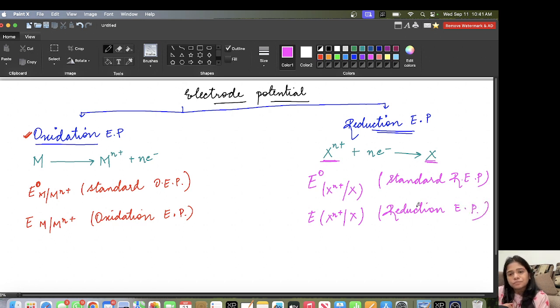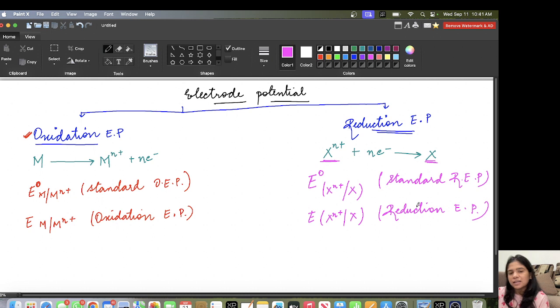Clear? So just a quick revision. What is an electrode potential? Electrode potential is nothing but the charge separation between your two things, your metal and your electrolyte, right? Now two things happen, oxidation also happens, reduction also happens. So based on that you can get oxidation electrode potential and reduction electrode potential. Then there are two more things. Electrode potential can be of two kinds, E naught and E. E naught is standard, E is something which you need to measure by the Nernst equation.